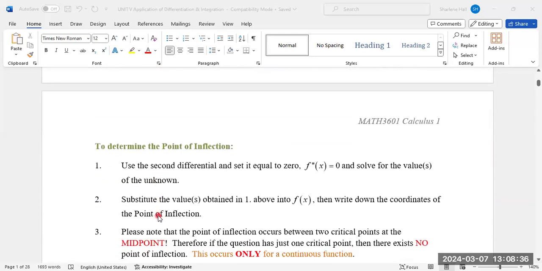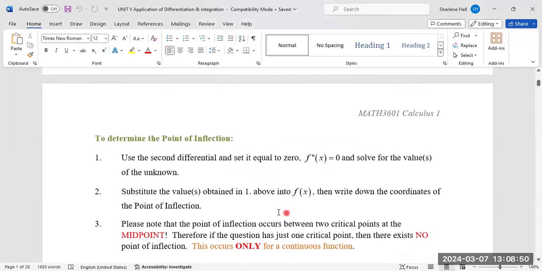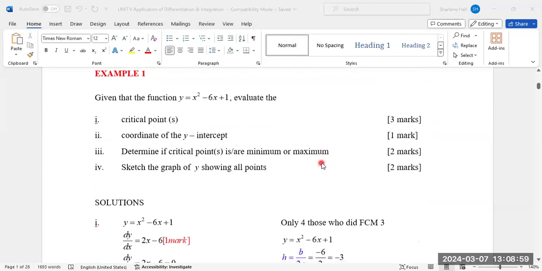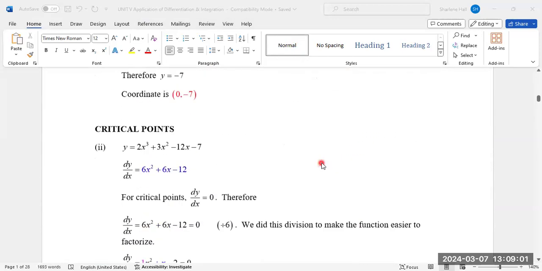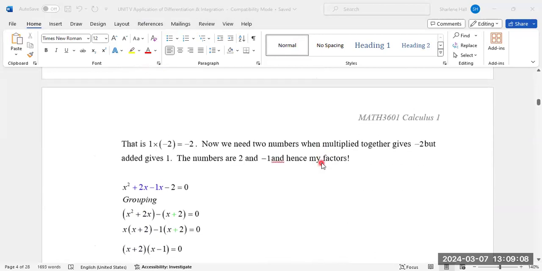And then now to do the point of inflection, we're going to use the second derivative and set it equal to 0 and solve for the value of x or values of x. Then we're going to substitute the values into the original function, as I told you before. And then we're going to write down the coordinates, and that will give you the point of inflection. And then we'll go ahead and sketch the graph. All right, so those are the points to bear in mind. And then now, we're going to look at a question.